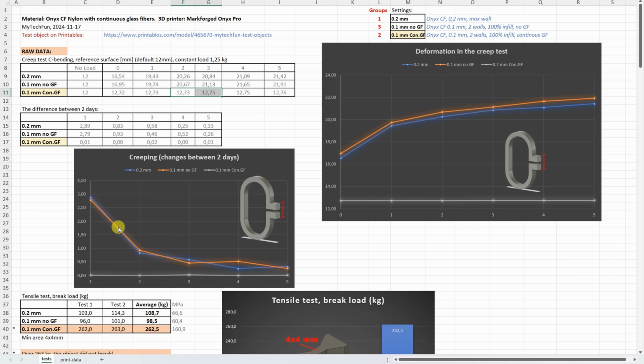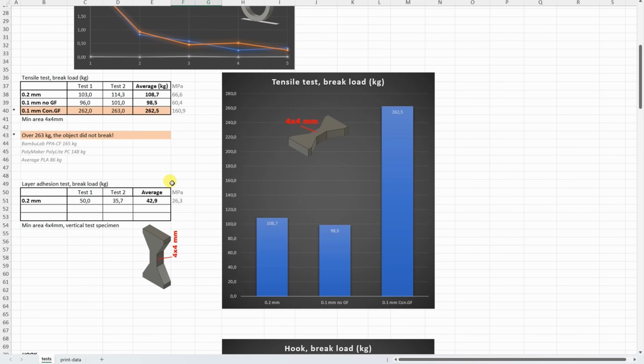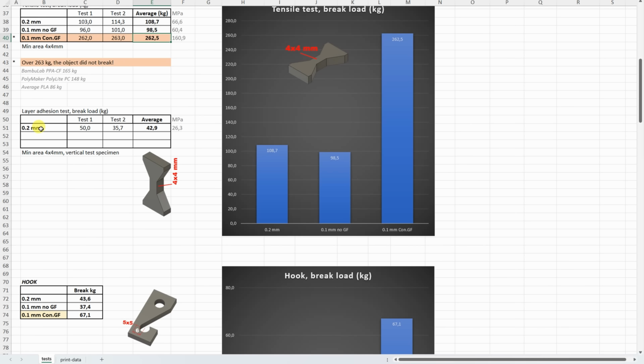With the other two, the creeping reduced on day 2, but it was more or less constantly present even on the 5th day. On the tensile test, this is extremely strong, and don't forget that this doesn't even break. And just for reference, the two strongest materials are PPACF and the Polylite polycarbonate, and the average PLA breaks around 86 kilograms. So this is incredibly strong, and don't forget the tensile strength is even higher, but I couldn't break the test object.